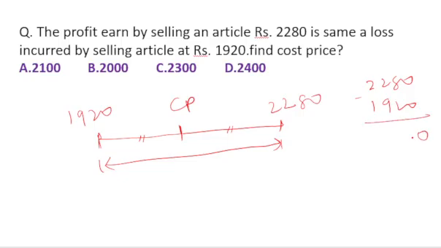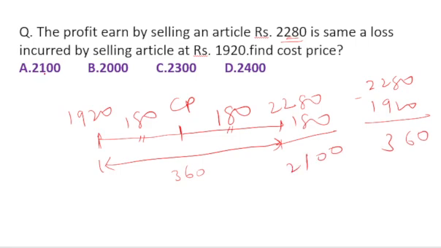So how much? The total amount between these 2 points is 360. We can say this is the same difference and this is the same difference, as the question says the same profit on selling at 2280 and the same loss on 1920. So half is 180. We add 180 to 1920, or subtract 180 from 2280, and we get the answer 2100.